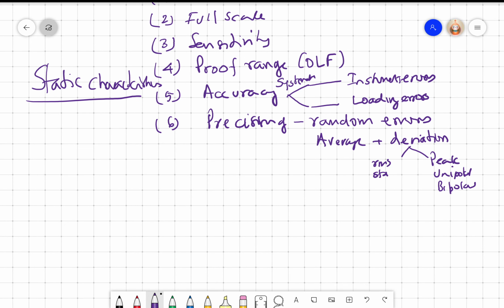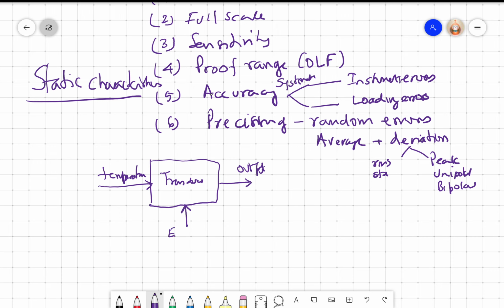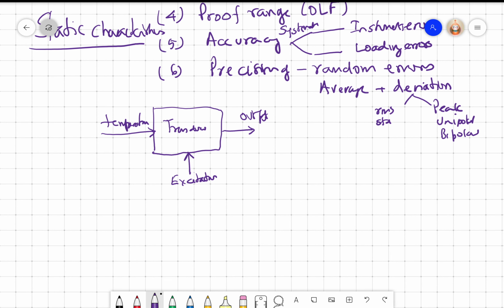Let's continue with this. Now, if I look at a transducer, I can use this as a black box. I have my input, maybe this is temperature, and I have an output, maybe a digital value or a voltage value, whatever it is, right? And to get that, we need excitation. This is a general one.